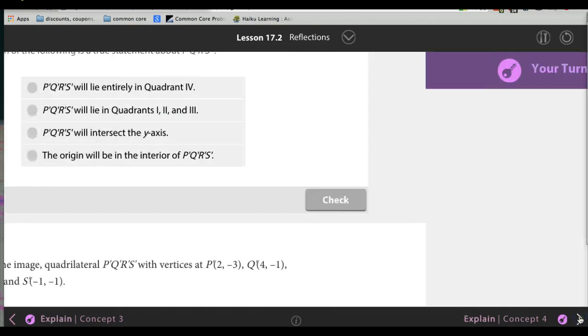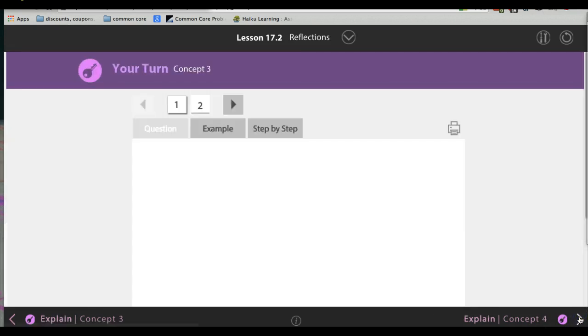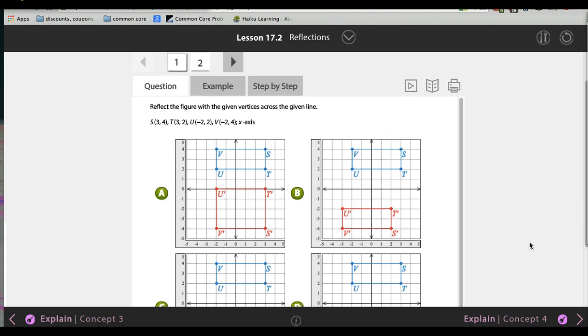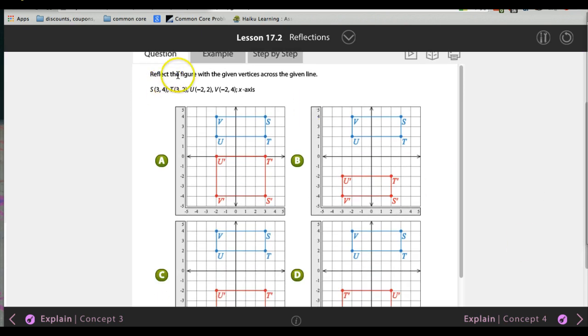Very easy stuff. This is a lesson where you can learn better if you actually use the textbook instead of me helping you. Okay? So over here it says reflect a figure with the given vertices across the given line. You have these points. That would be the blue one, because you see there's no prime. So this is the pre-image. That's the question, that's before you made the changes.